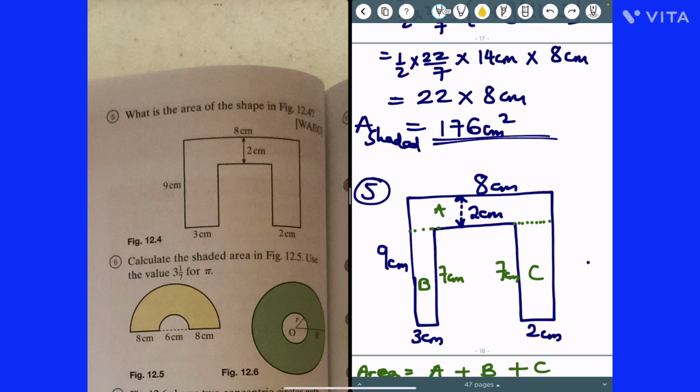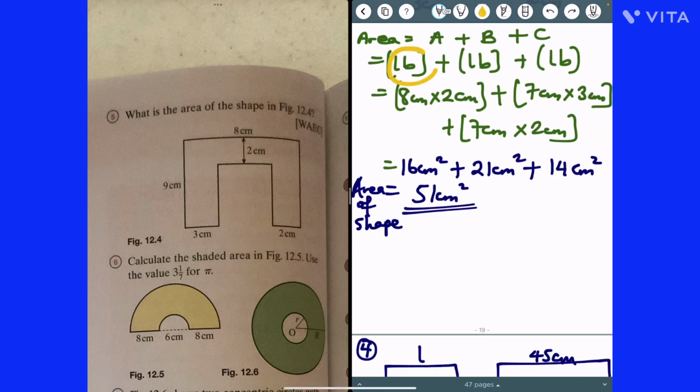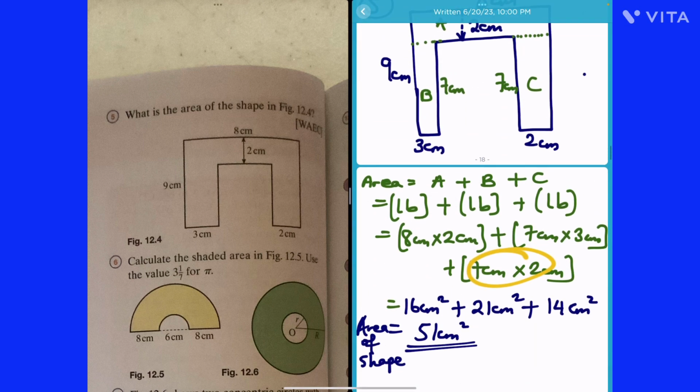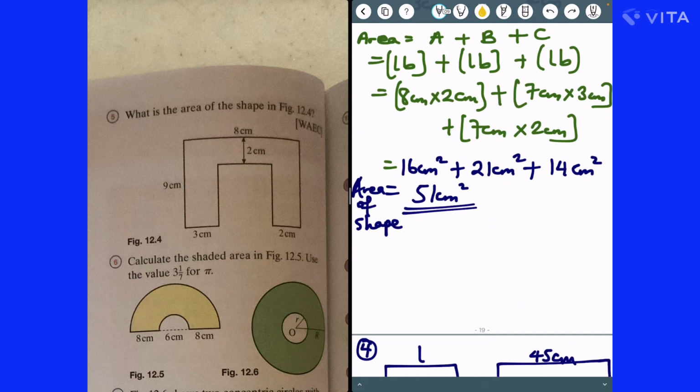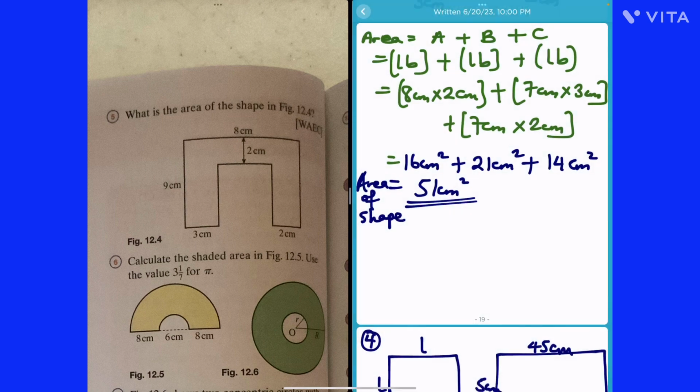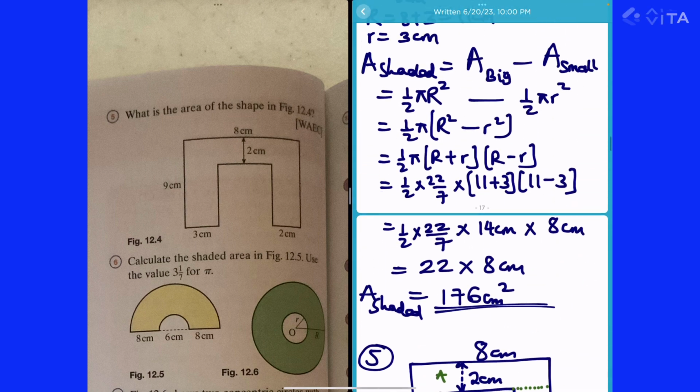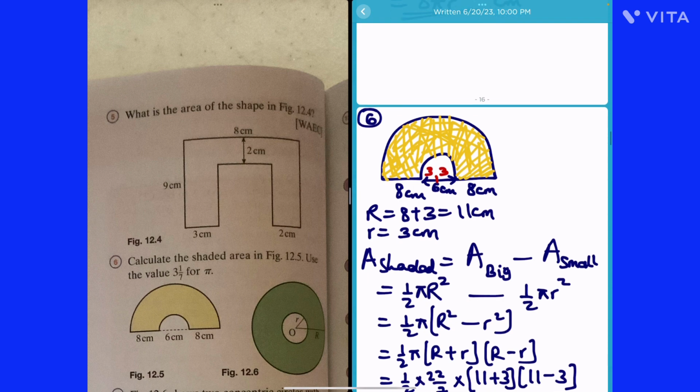So we find the area of each, length times breadth, since they are all rectangles. That will give me 8 times 2 plus 7 times 3 for B plus 7 times 2 for C. So that gives me the area of my shape. I'll just add up all my answers. That's question 5. Now go to question 6.